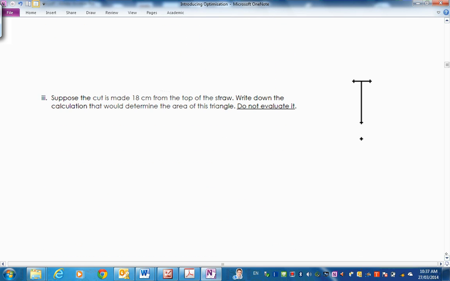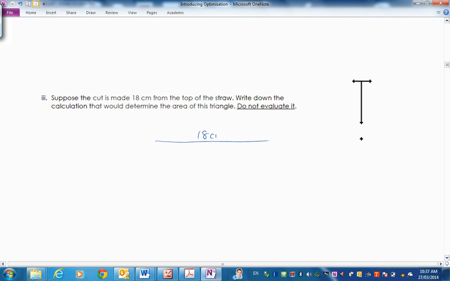Okay. Suppose the cut is made 18 centimetres from the top of the straw. Write down the calculation that would determine the area of this triangle. Do not evaluate it. Okay, pause the presentation. Have a go. I'll come back. Right, I'm back. Okay, here it is.